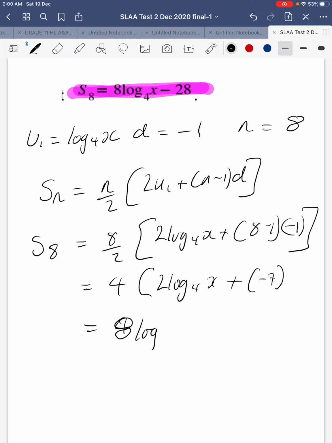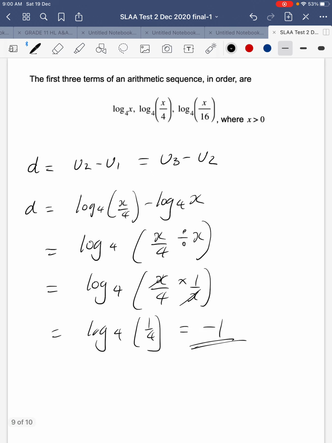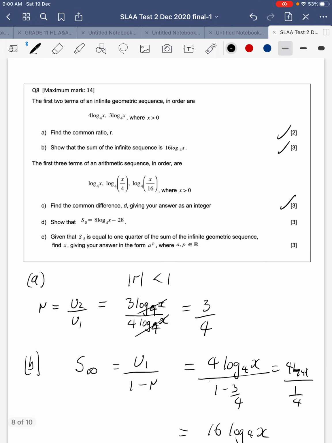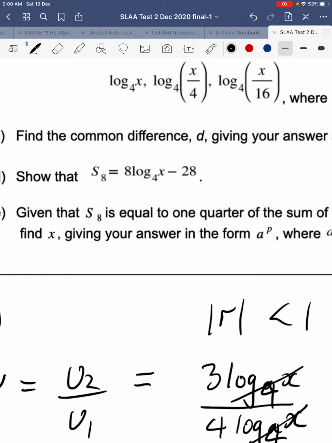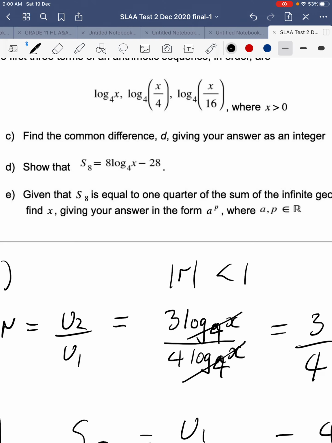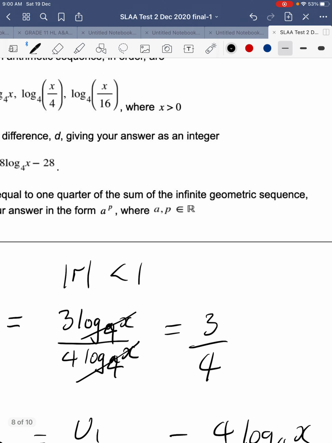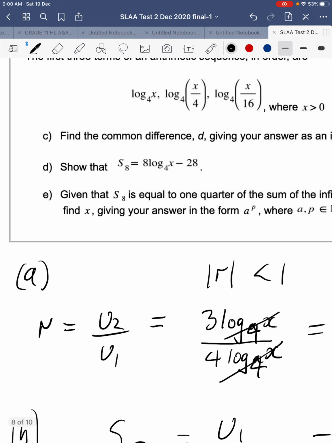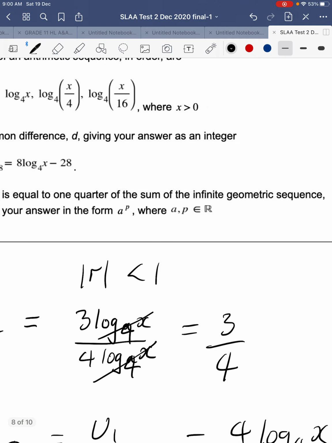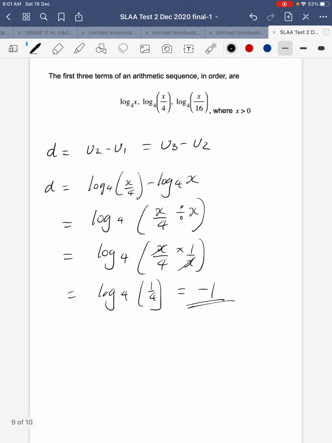4 times 2 is 8 log to the base 4 of x, and 4 times -7 is -28. We got there without too much of a problem. So we've done the summation here. Given that S8 is equal to 1/4 of the sum of the infinite geometric sequence, find x. Okay, S8 equals 1/4 S infinity.